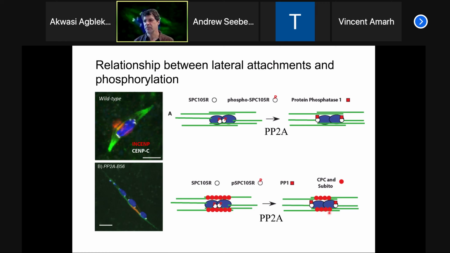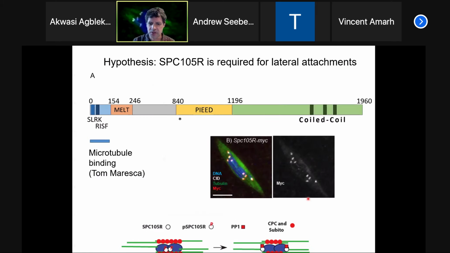So this is the reason why we think the spindle localized, and more precisely, the central spindle localized CPC is so important for regulating biorientation. By spatially restricting the CPC, the kinetochores can literally move away from it if they're doing the right thing and become dephosphorylated and make end-on attachments. So we're testing this model much in the same way that we did with INSECT.